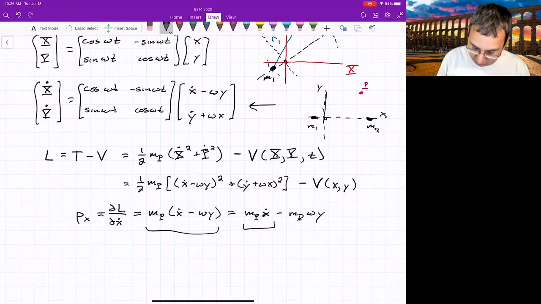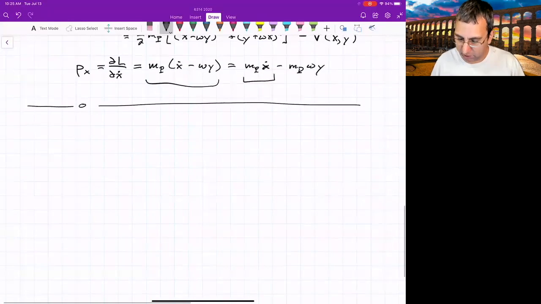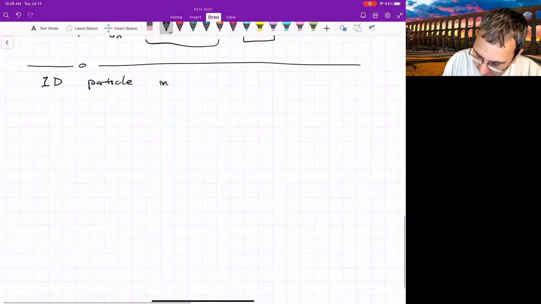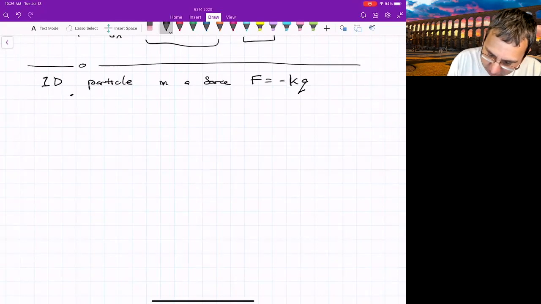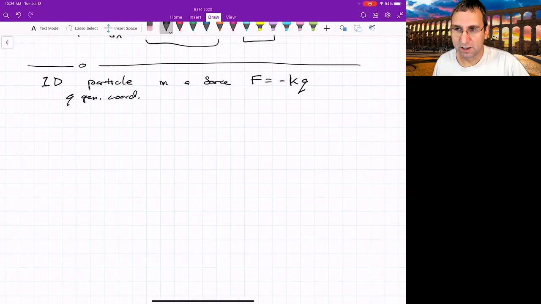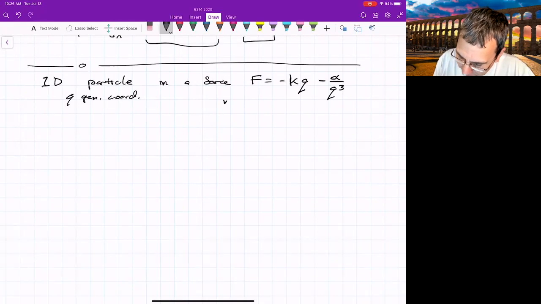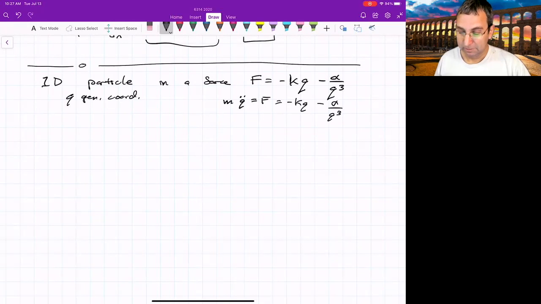Another case where this is useful, and this one is pretty weird, is a particle in a force field where F looks like negative kq. So I'm using q as my generalized coordinate. Well, that just looks like a restoring force. But suppose I add on a 1 over the distance cubed term. Now, this looks like it's going to be pretty complicated, but it's not really. If we wrote F equals ma, this would be m q double dot equals F, where F is minus kq minus alpha over q cubed. So good luck solving that.